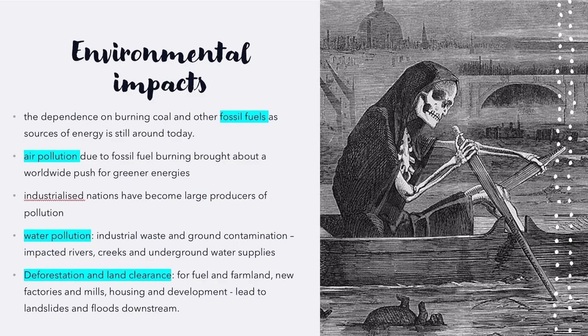We also saw examples of water pollution, which is obviously really dangerous for the spread of disease and things like that. And also deforestation, ridding the earth of its natural resources, which are in place to actually protect the environment. And so that ends our video for today.